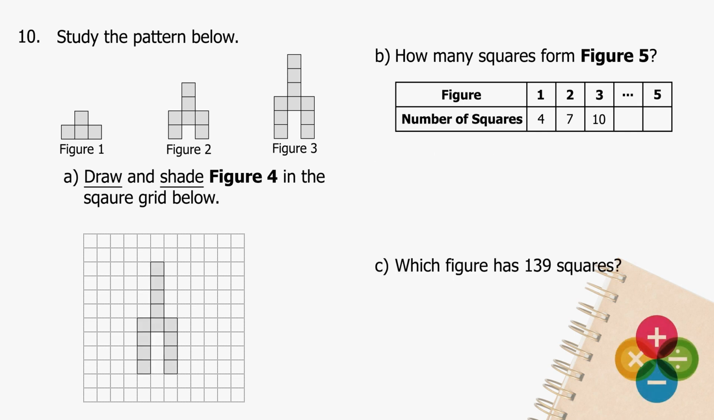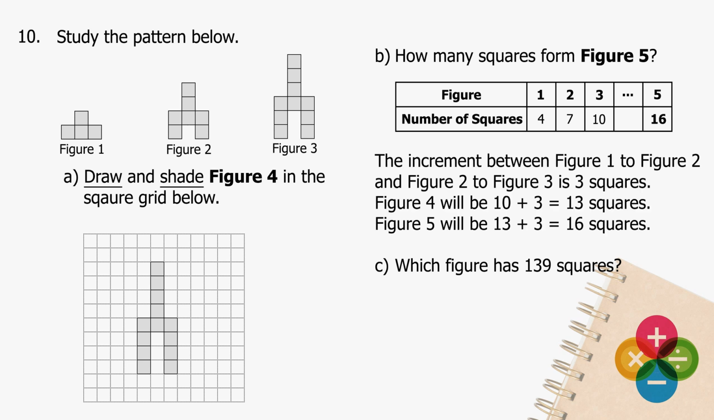A. If you notice that figure 1 has 4 squares, figure 2 has 7 squares, and figure 3 has 10 squares. The increment is 3 squares. Therefore figure 4 will have 13 squares. You will need to extend the top of the figure by 1 square and bottom of the figure by 2 squares.